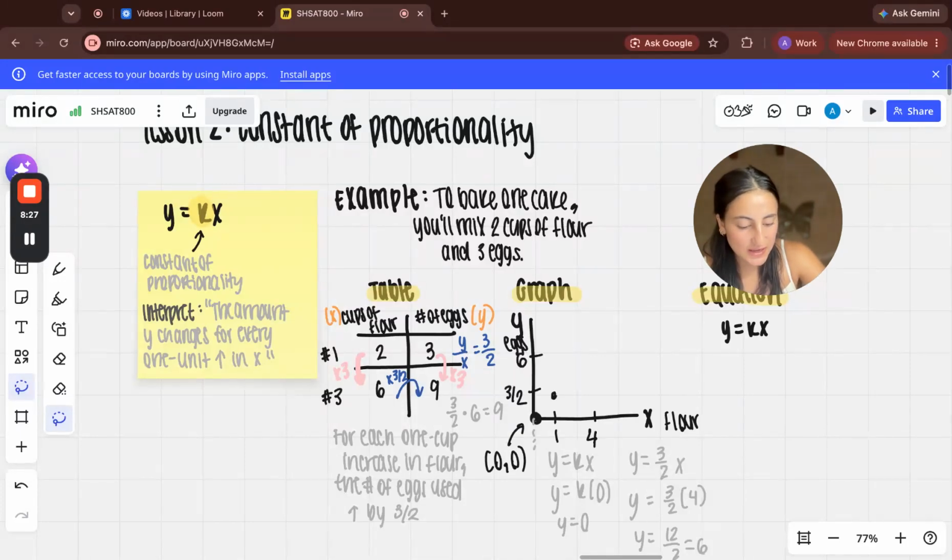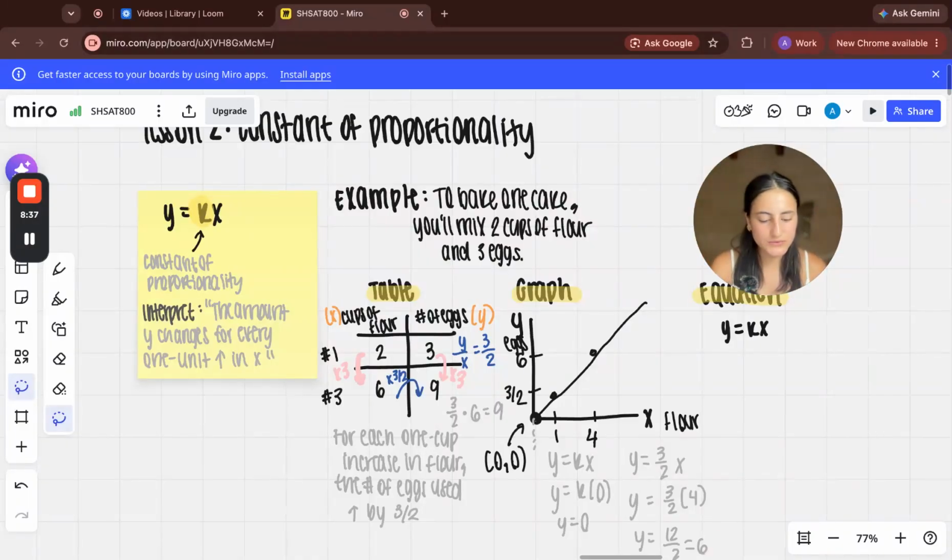We should see that as we plot this, there should always be a straight line. Now that one looks a little bit wonky, but that's just because I am freestyling it by hand drawing.